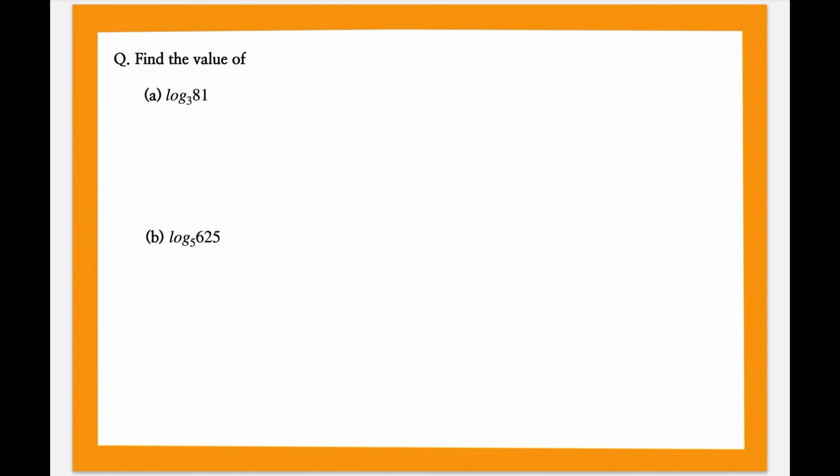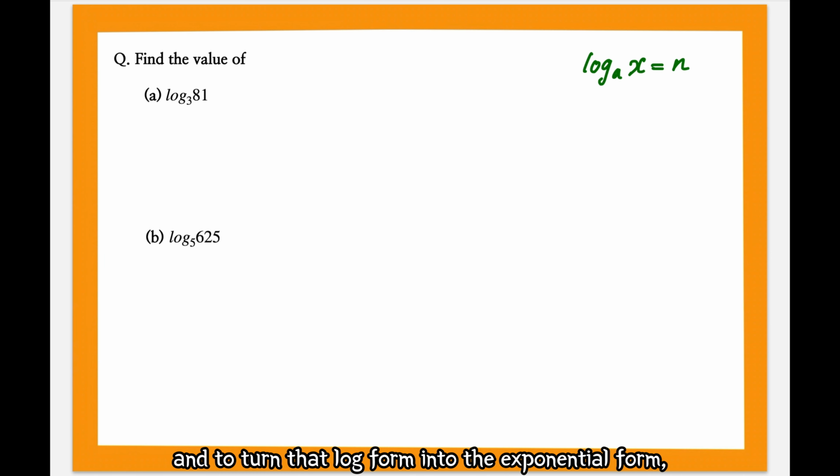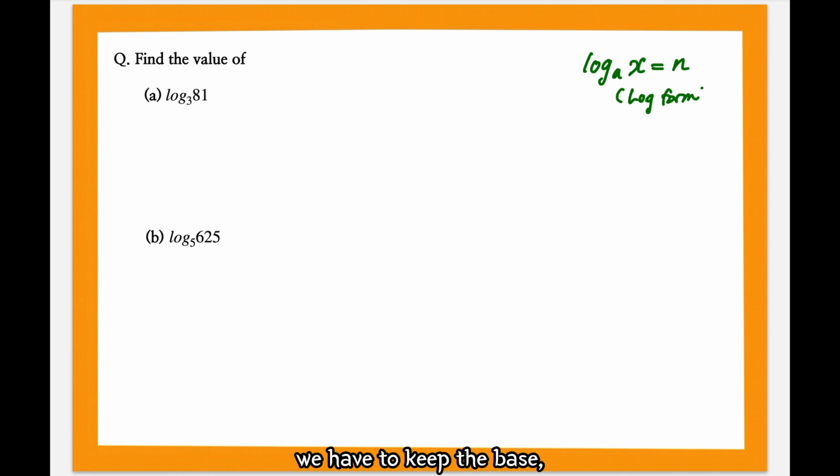So these are the questions for today. Before we start, why don't we check how to turn the log form into the exponential form? So this is the basic log form. And to turn that log form into the exponential form, we have to keep the base, which is a to the power of n is equal to x. So this we call exponential form.